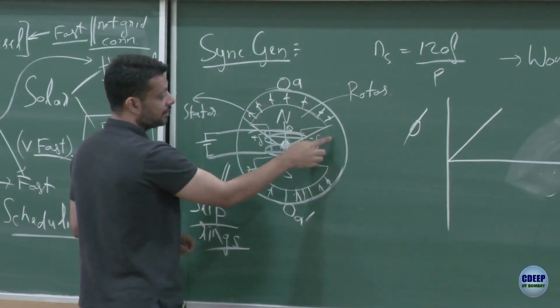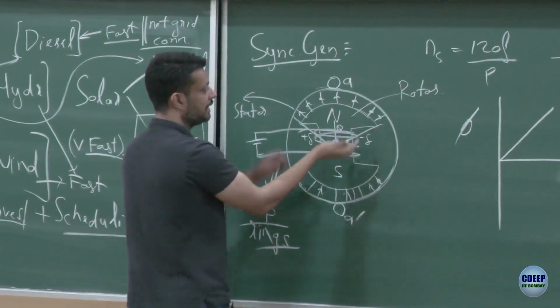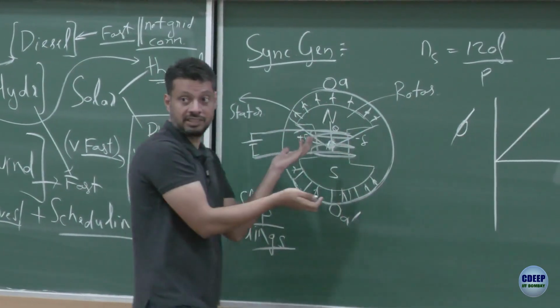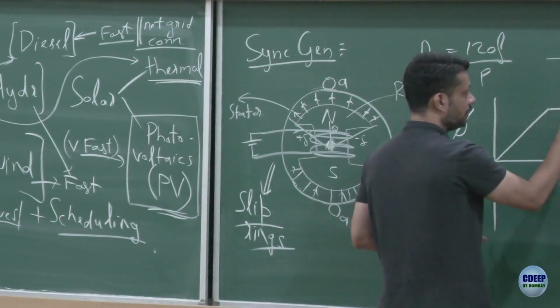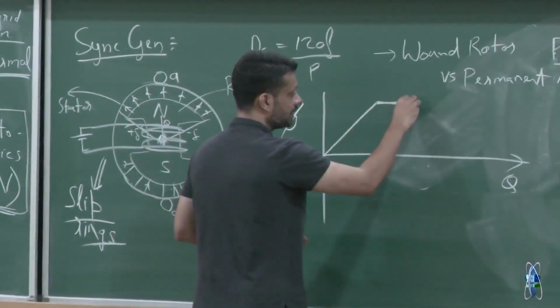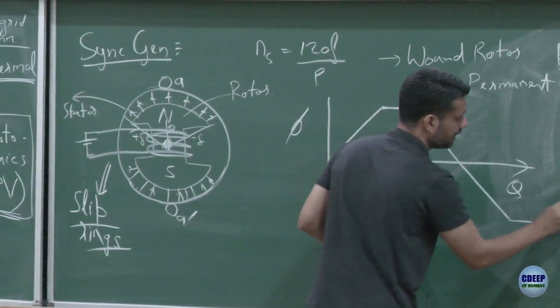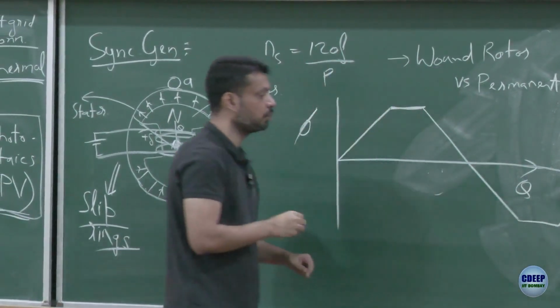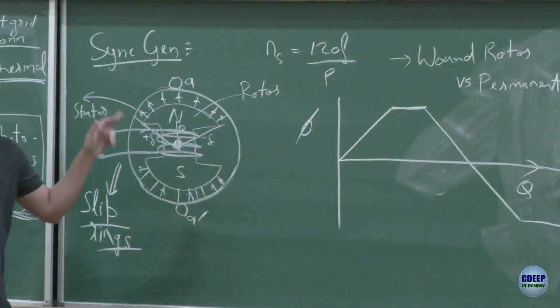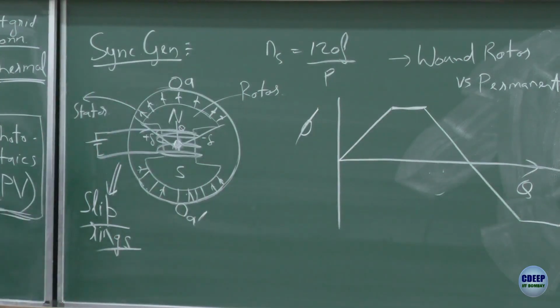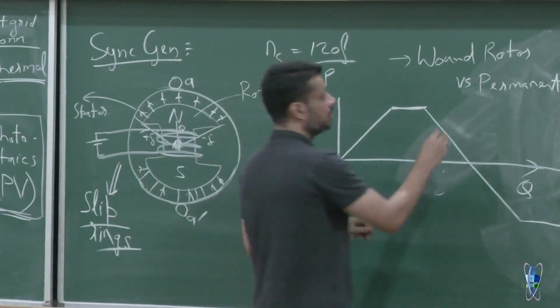After this point, this is blank. So even if you are rotating, the flux is not changing for some duration, and then again it will start reducing and reducing, and then again it will be blank, and then again it will start increasing. This is how the flux would look if I assume what I would term a uniform air gap flux density. Uniform air gap flux density.